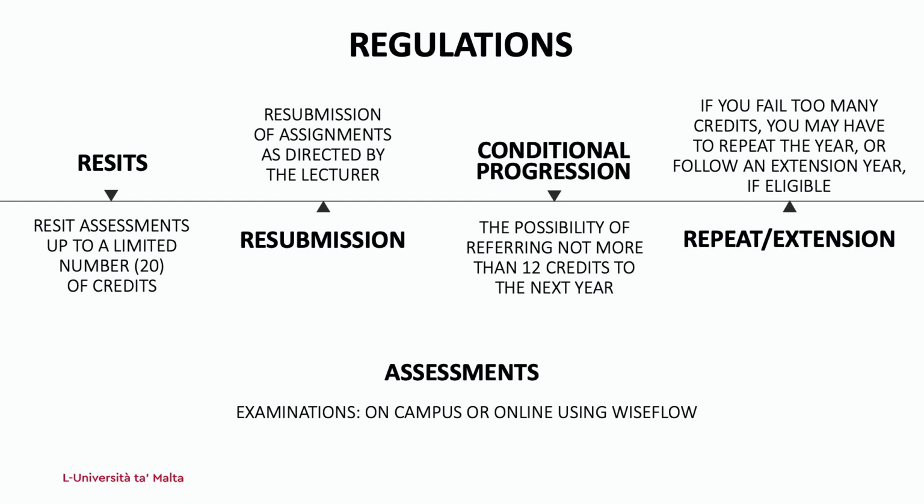There is also the possibility that if by the end of the year you fail in up to 12 credits, you have the possibility of being progressed conditionally. So you proceed to your next year of studies, but you will need to pass in the study units you failed in the previous year in your current year. Assessments can take various forms, so they can be assignments, presentations, portfolios, projects, and also examinations. Examinations are usually held on campus, and since the previous academic year, the university has also been using a software called WiseFlow, whereby students are assessed online.